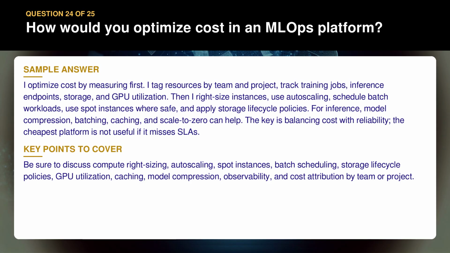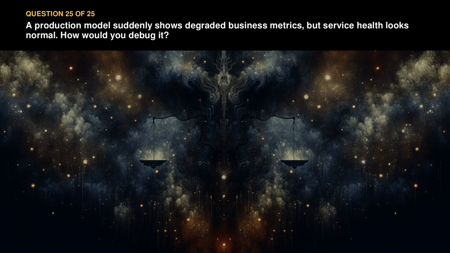Be sure to discuss compute right-sizing, autoscaling, spot instances, batch scheduling, storage lifecycle policies, GPU utilization, caching, model compression, observability, and cost attribution by team or project. Question 25. A production model suddenly shows degraded business metrics, but service health looks normal. How would you debug it?